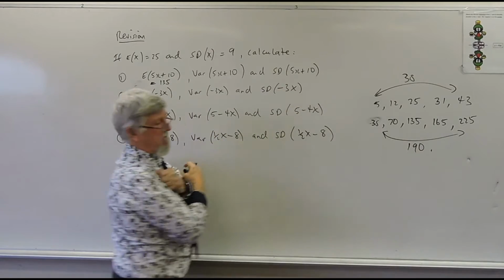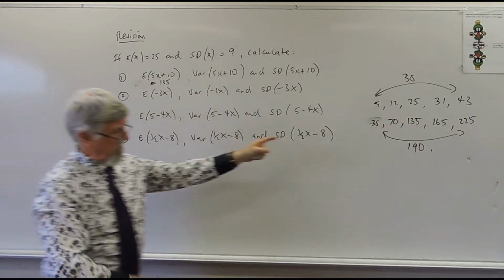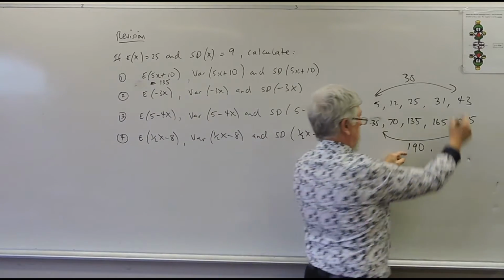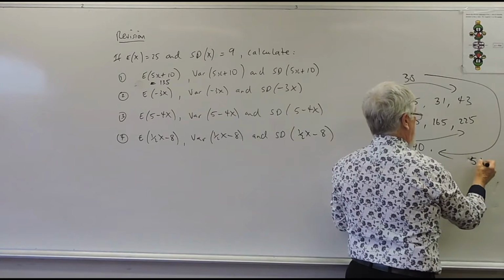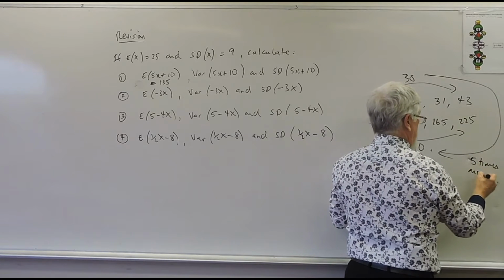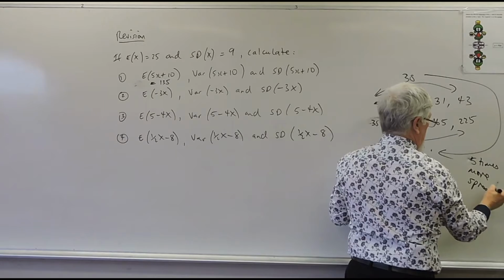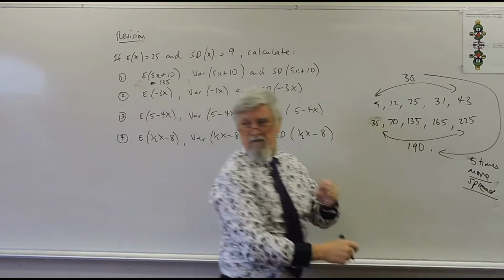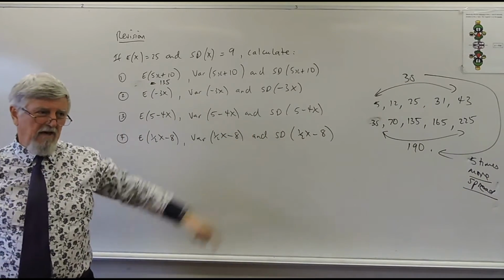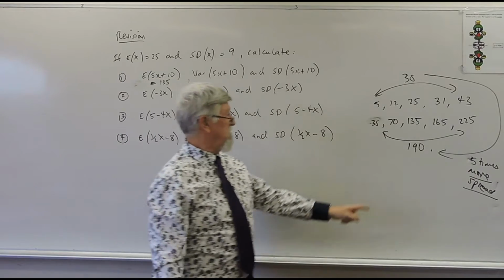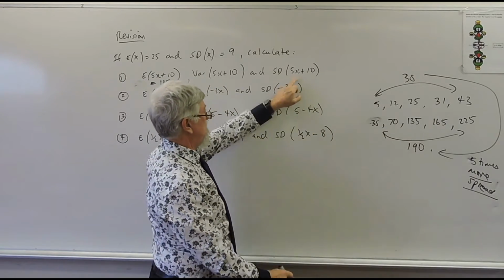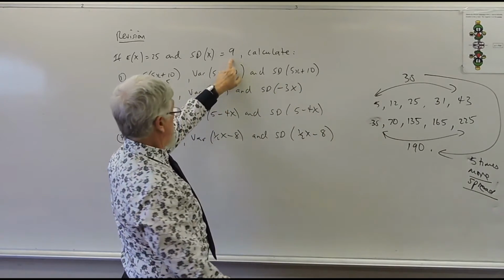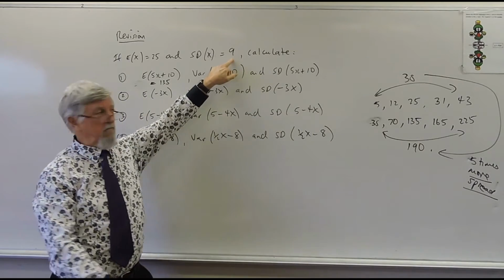Standard deviation. They are how much more spread? 5 times more spread. What's standard deviation about? How spread they are. So if I spread the numbers out 5 times as much, so the standard deviation was 9, what's it become? 45.